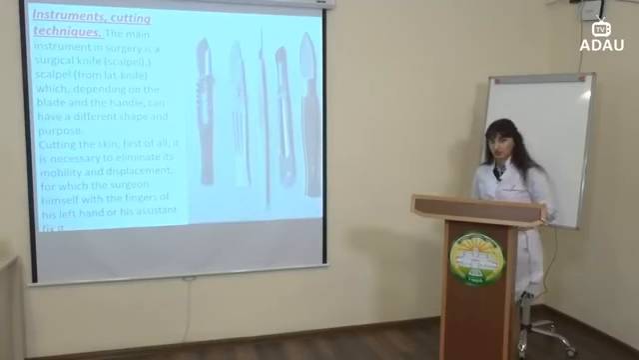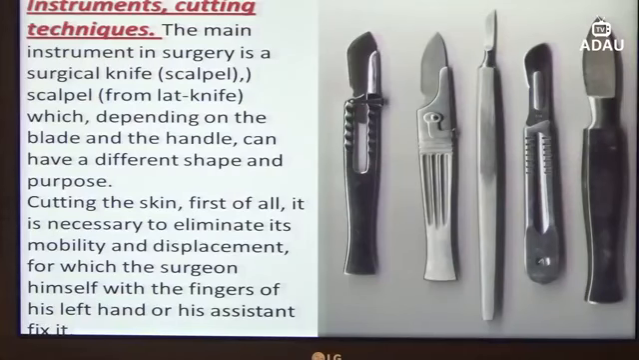Instruments and cutting techniques. Most often the instrument is the scalpel, the surgical knife. A surgical knife nowadays may have a separate handle and a separate blade. Here we can see different types of scalpels. When cutting, first of all we should eliminate the mobility of the tissue, displacing it and fixing it with the fingers.